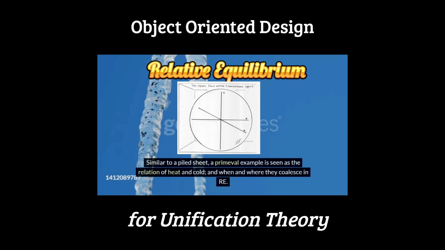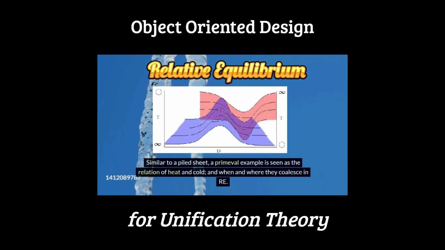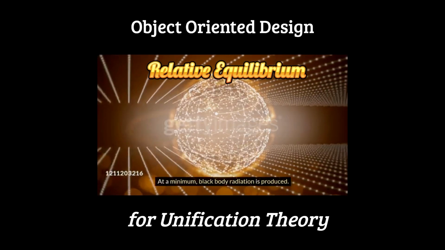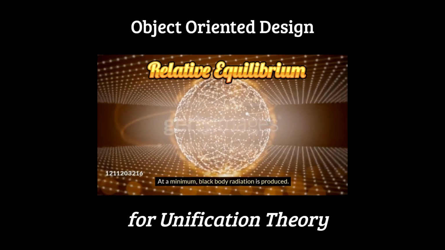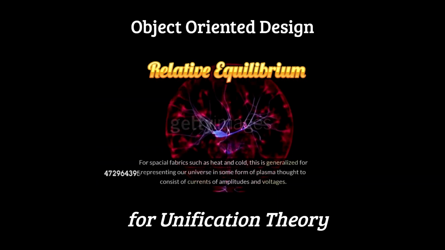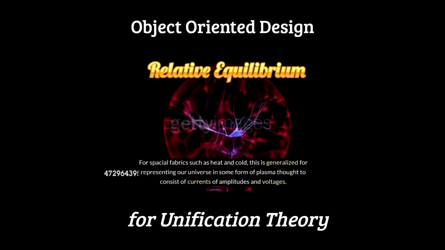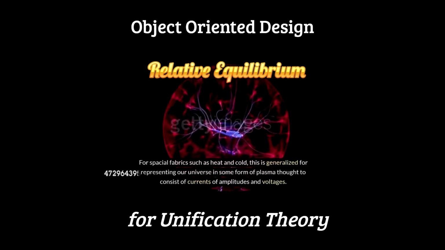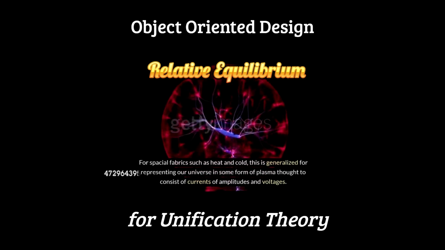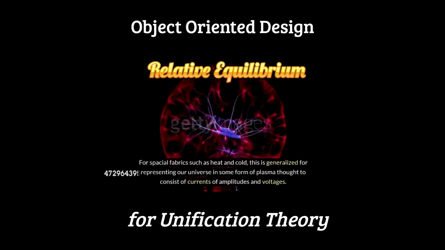Similar to a piled sheet, a primeval example is seen as the relation of heat and cold, and when and where they coalesce in Re. At a minimum, black body radiation is produced. For spatial fabrics, such as heat and cold, this is generalized for representing our universe in some form of plasma thought to consist of currents of amplitudes and voltages.